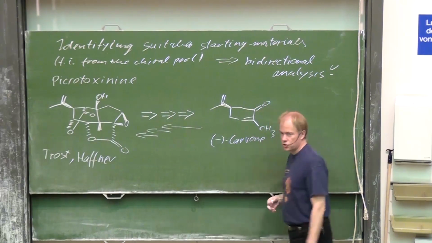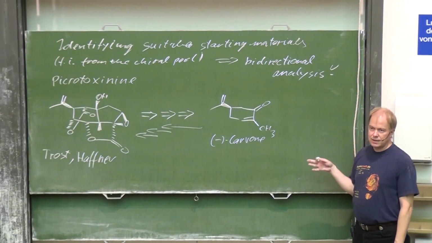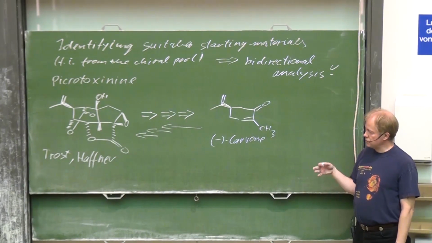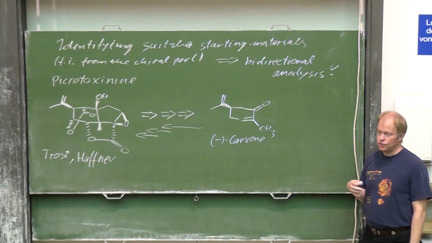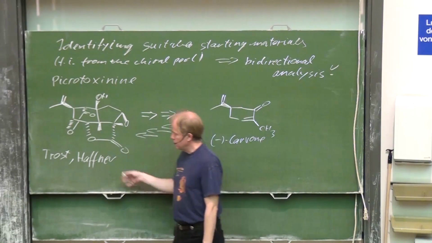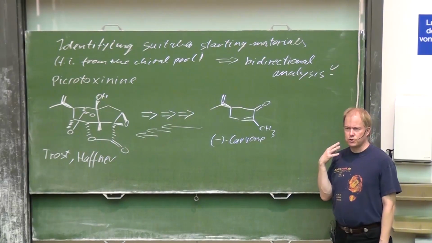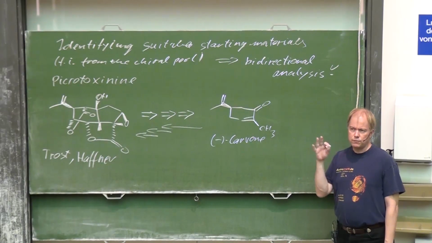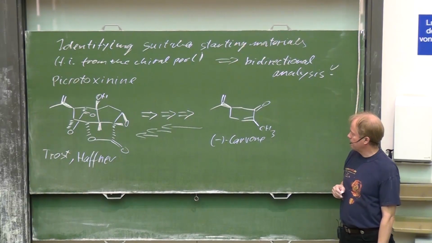So bidirectional analysis, in that case having in mind some palladium catalyzed annulation reactions developed in the Trost group, and the overall synthesis took about 24 or 25 steps. It's not easy to do, of course.